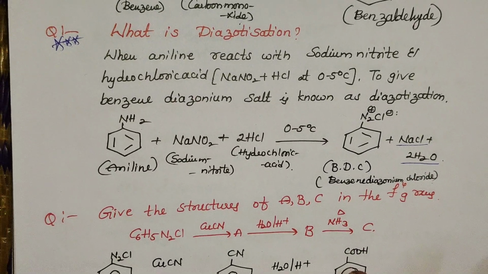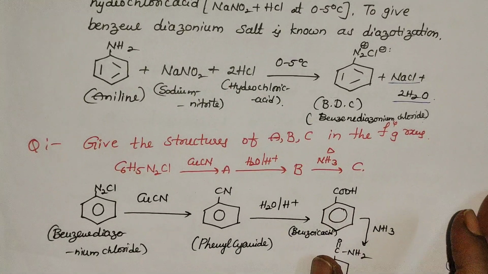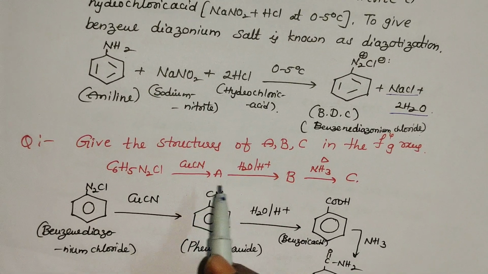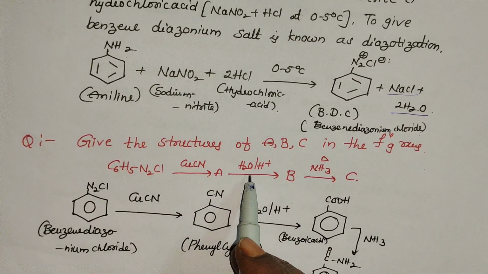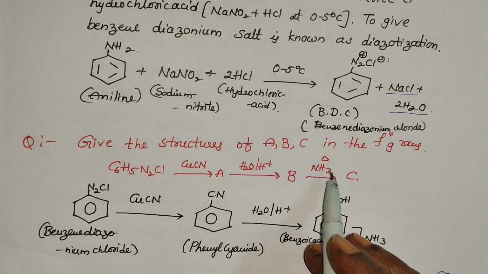Next, give the structures of A, B, C in the following. Here a benzene diazonium chloride is given. When it is treated with copper cyanide it will give A, and when it is treated with water in presence of acidic medium it will give B, and when it is treated with ammonia and heated it will give C.